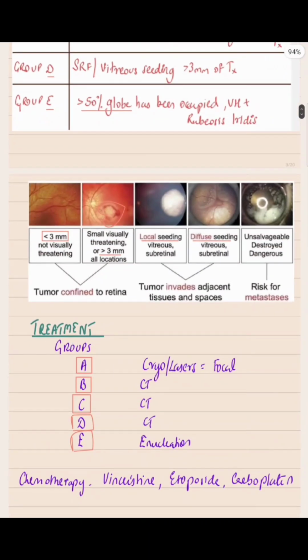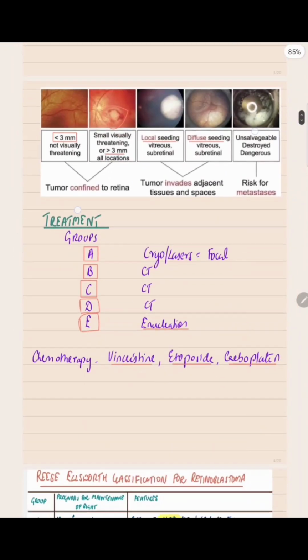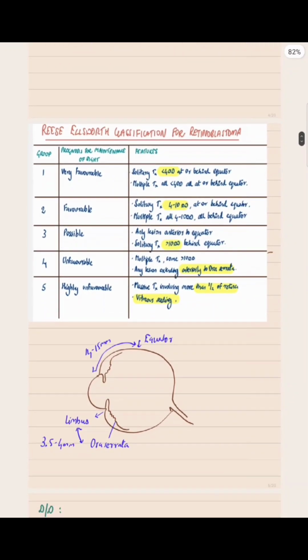Once again, group A, which is less than 3 mm and situated away from the optic disc, cryo or focal laser therapy can be given. Then B, C and D, that is more than 3 mm or local seeding or diffuse seeding, we give chemotherapy. In E, an unsalvageable eye, there is risk of metastasis, so we have to do enucleation. Chemotherapy we usually give is VEC, that is vincristine, etoposide and carboplatin. If there is orbital or intracranial extension or metastasis, then palliative therapy is preferred.